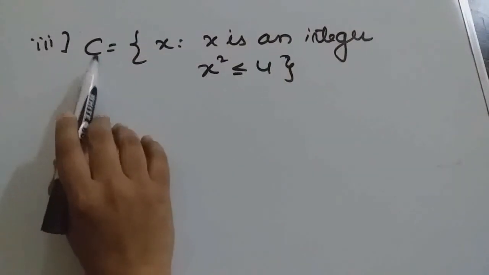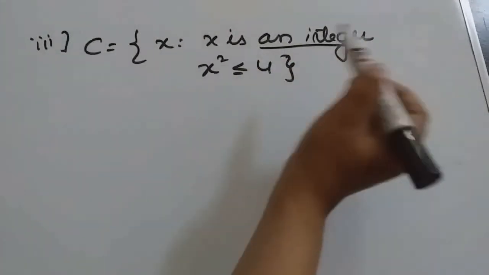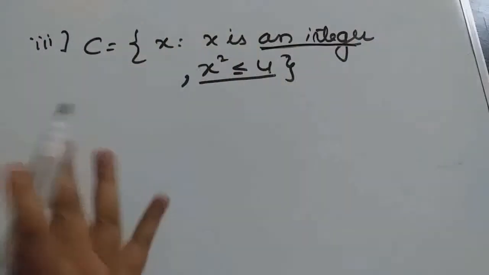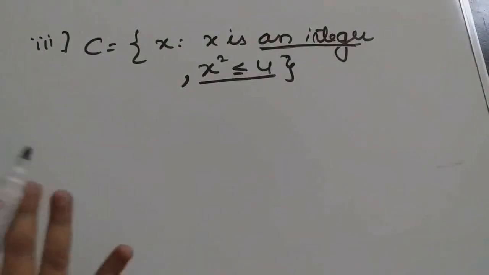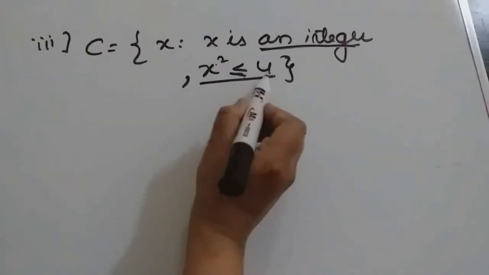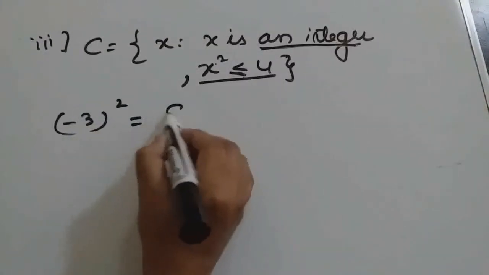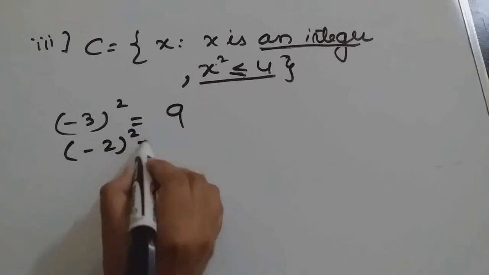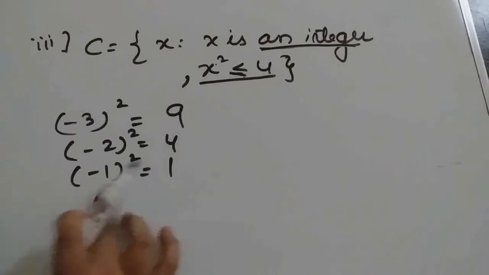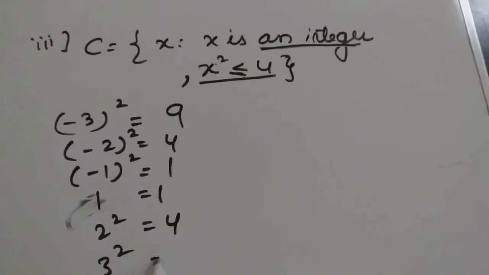Question C is the set of all elements x such that x is an integer and x square is less than or equal to 4. X is an integer means it will have positive values also, negative values also, but the condition is that its square should be less than or equal to 4. So see here, suppose -3 square, it will give 9. -2 square will be 4. -1 square will be 1. 0 means 0 only. 1 square will be 1. 2 square will be 4. 3 square will be 9.